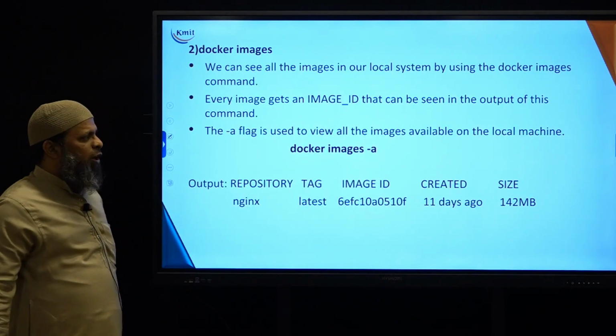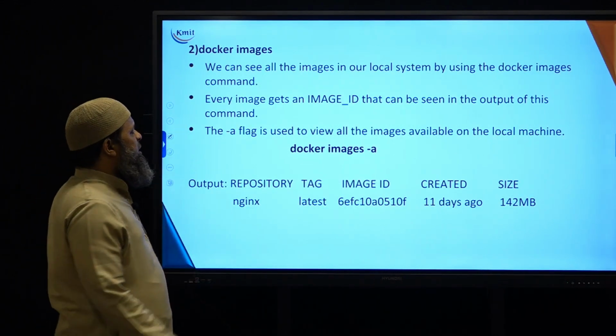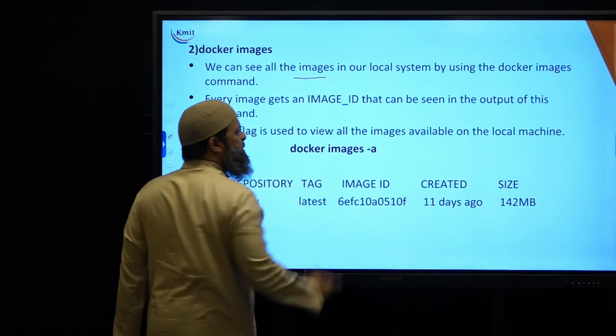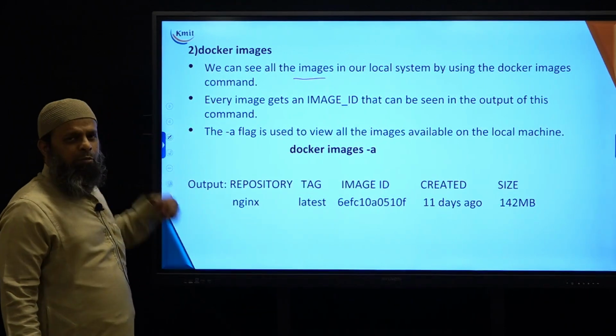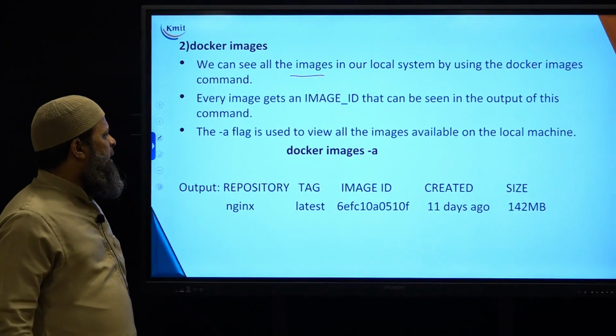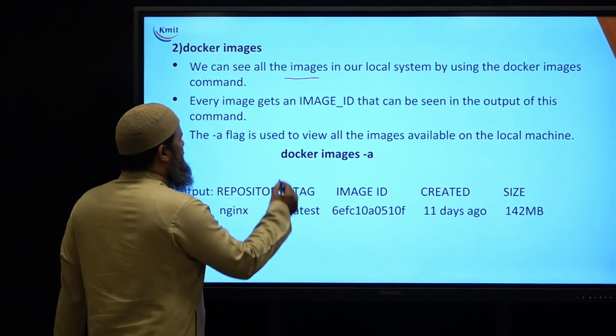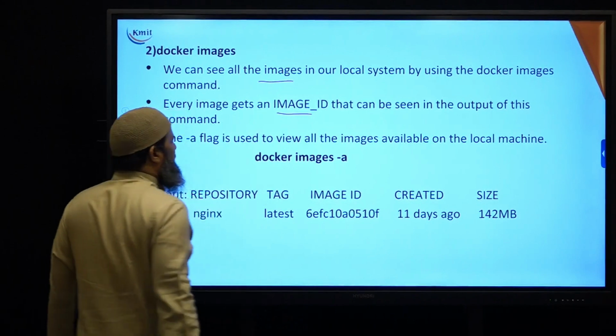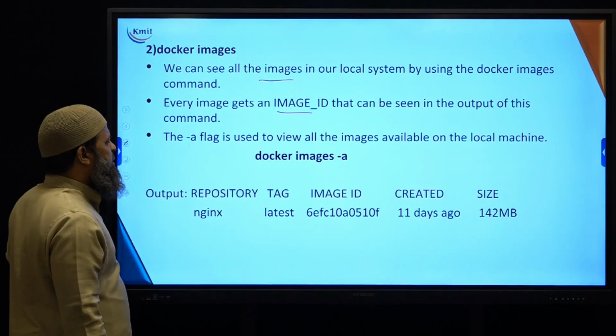Next we have docker images. So we can see all the images in our local system by using the docker images command. Means how many images are available in your system, that I want to see, that I can do. This will give the image ID as the output. Every image will have some ID, and that image ID will be output.